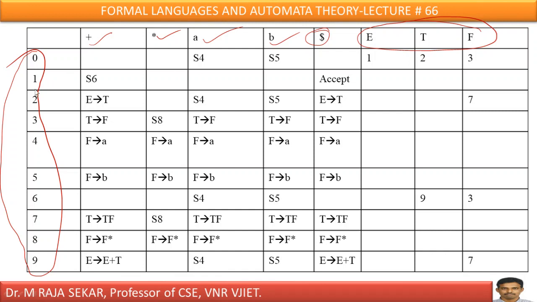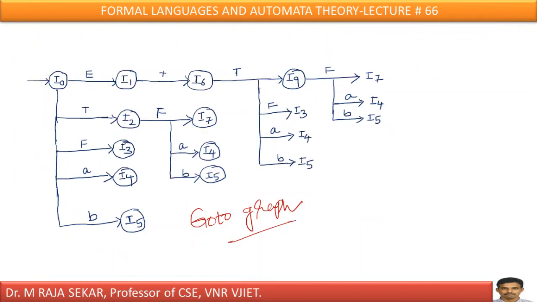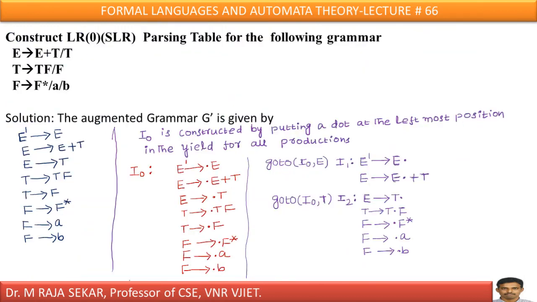Isn't it? I1 on dollar accept. Why should I write accept here? In I1, what is the starting symbol for this grammar? E is the starting symbol of the original grammar. E dot means I cannot move this dot further, meaning it has reached its final state.